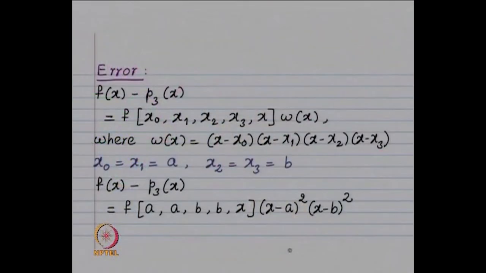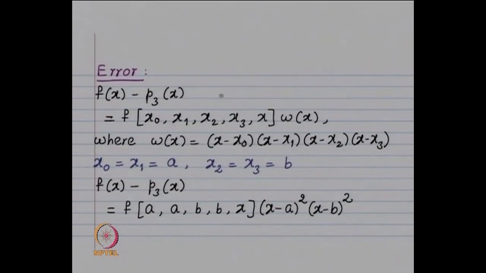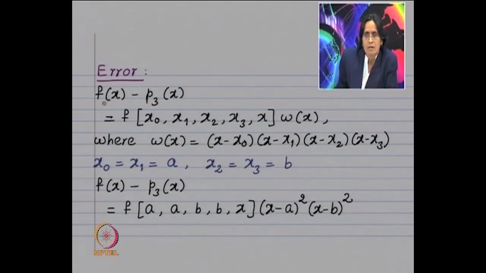When the interpolation points are distinct, say p 3 a polynomial interpolating at x0, x1, x2, x3, then f x minus p 3 x, this is the error term, is the divided difference based on x0, x1, x2, x3, x multiplied by the function w x, where w x is x minus x0, x minus x1, x minus x2, x minus x3. We have x0 equal to x1 equal to a and x2 equal to x3 equal to b. So, the error will be the divided difference times x minus a whole square and x minus b whole square.